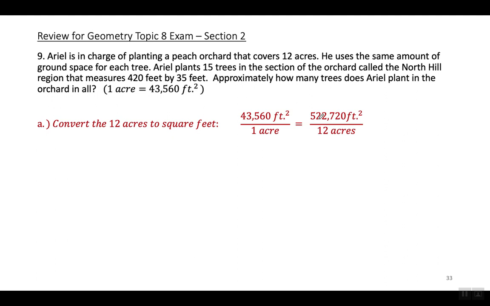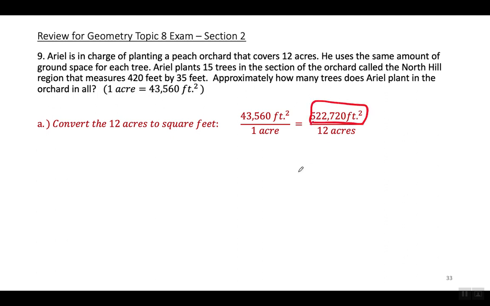So the first step is to convert 12 acres to square feet. I set up a proportion: since 43,560 square feet is equal to 1 acre, I want to know how many square feet is equal to 12 acres. You could either multiply by 12, or just think 1 times 12 is 12, so multiply this times 12 to get this. In any case, this is the amount of square feet that make up 12 acres.